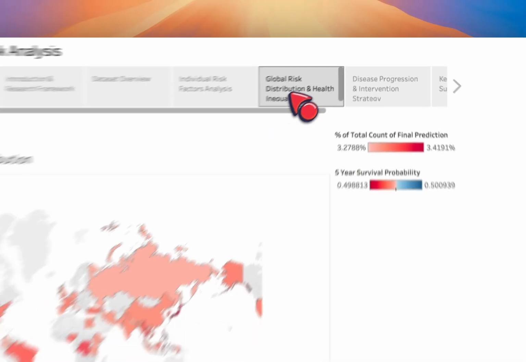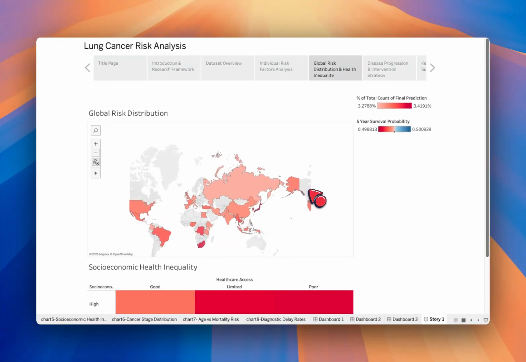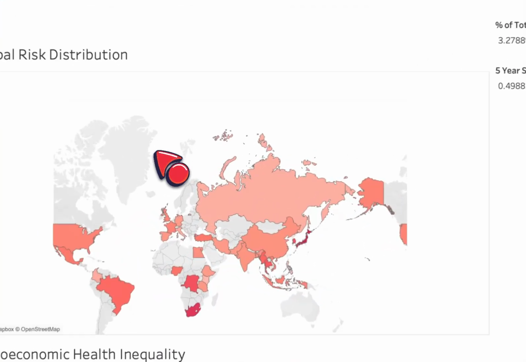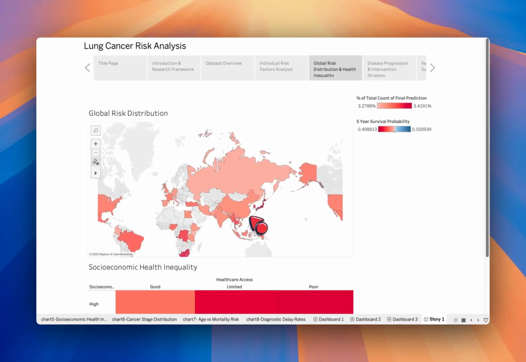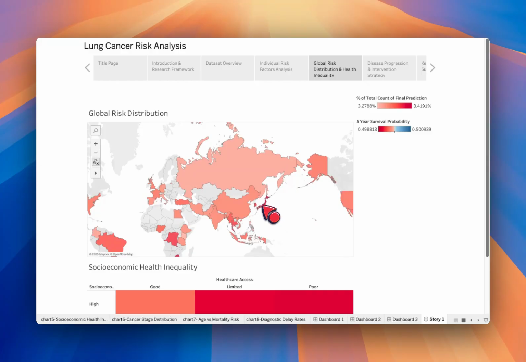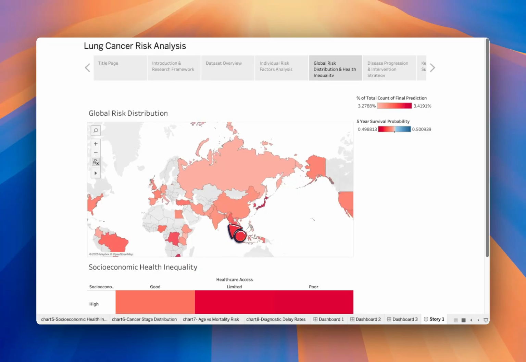To identify high-risk individuals, we need to understand the geographic and economic factors. Look at the world map. We can see Japan shows the highest risk at 3.42%. South Korea and South Africa also show high risks. And we can see East Asian countries dominate the high-risk zones. Geographic location is crucial for risk profiles.